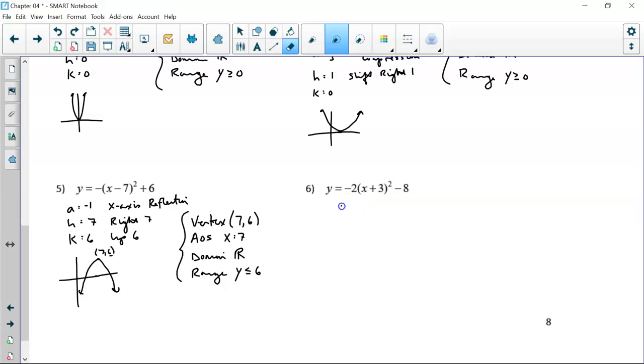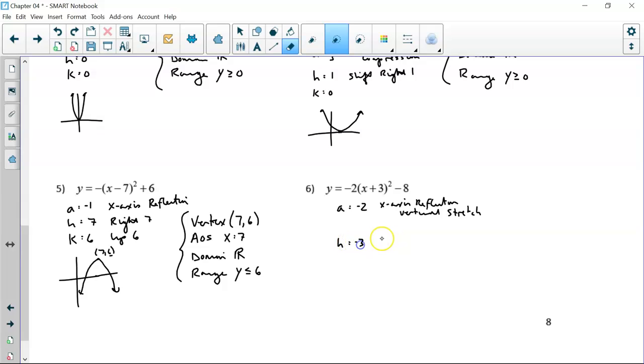Number 6, A is -2. H, watch your signs, is -3. And K is -8. So what we have here for A, there's an x-axis reflection, and it's also causing a vertical stretch. Both of those are occurring because A is not just a negative, but a -2.